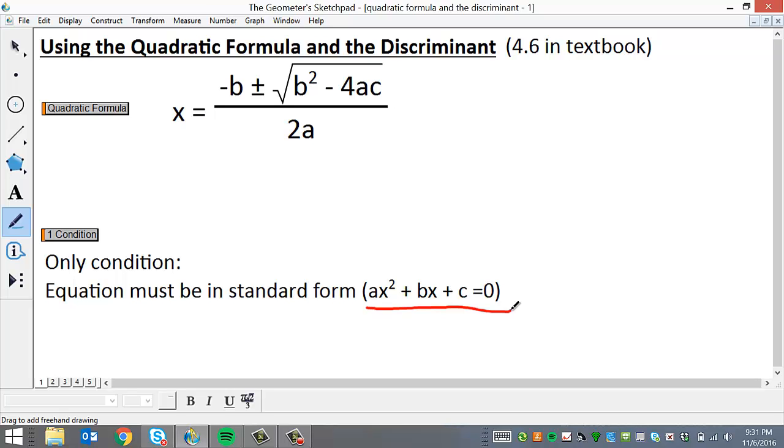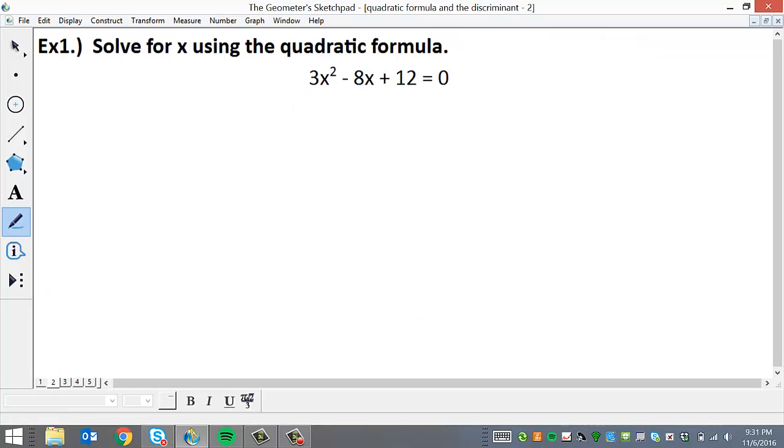Okay, so let's actually practice one of these problems here. So here's example one. Best notes in the whole world. What I would do, as you go through this video, is write down each one of these examples with the directions included, so that when you look back on it later, you know what it was that you were working on. So example one is to solve for x using the quadratic formula. And we have 3x squared minus 8x plus 12.